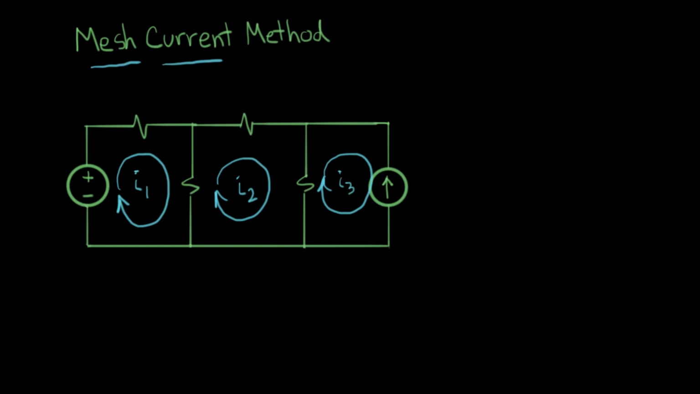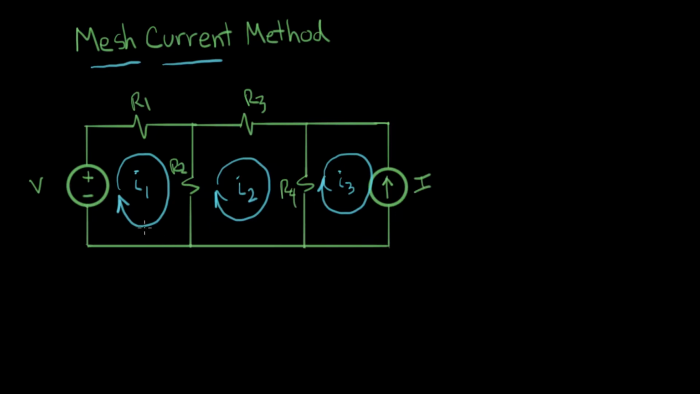Now let me take a second to label the other components in our circuit here. We'll call this V. We'll call this R1, R2, R3, R4, and this has a current source in it. We'll call that I. That makes it a little bit more interesting, and this is one of the reasons we use the mesh current method.